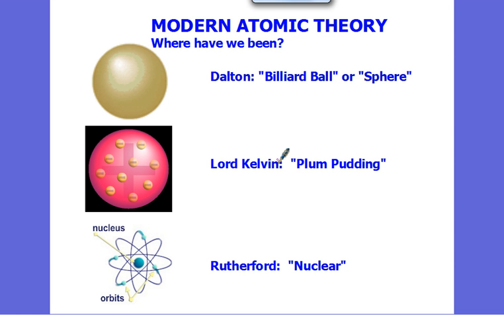John Dalton talked about atoms as balls. We've talked about Lord Kelvin and his plum pudding model, with electrons in it. Rutherford really went to the nucleus. He used that gold foil experiment. He didn't make the nucleus tiny, he discovered that the nucleus was tiny.